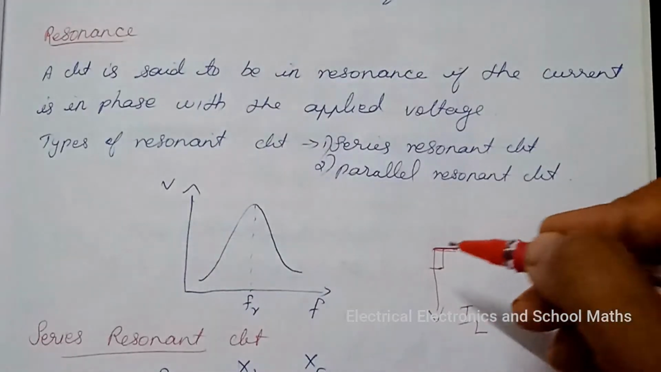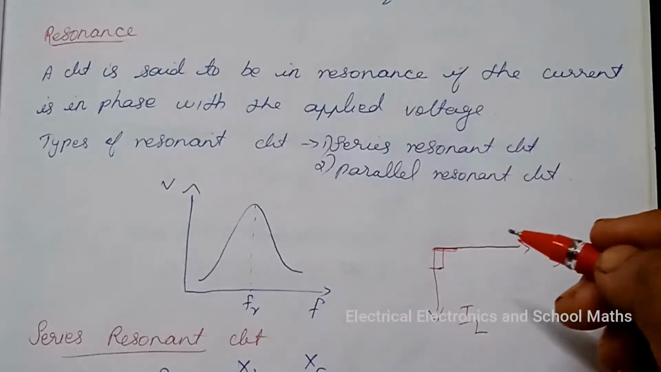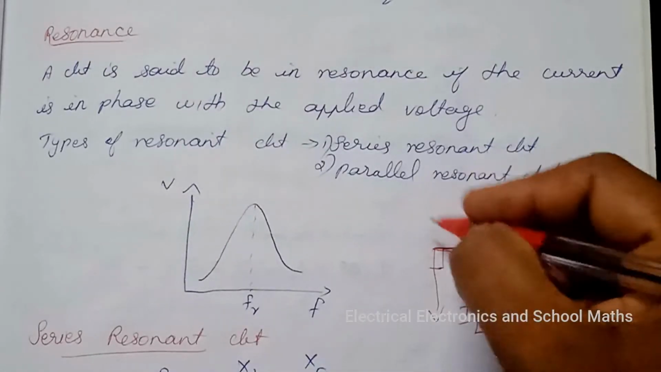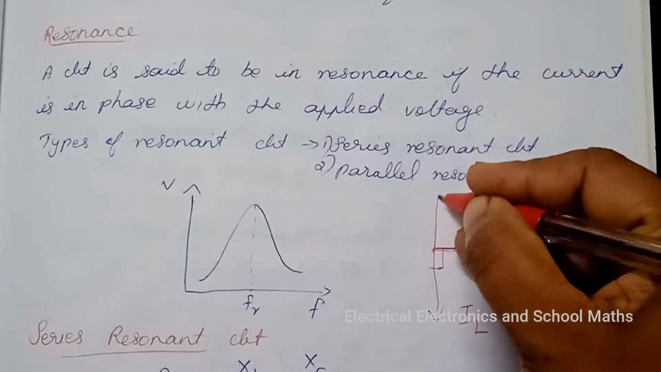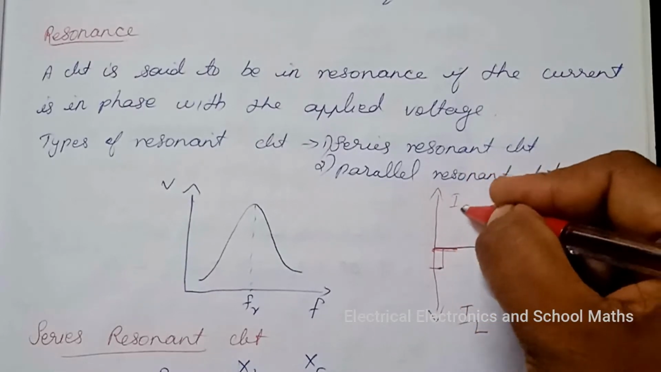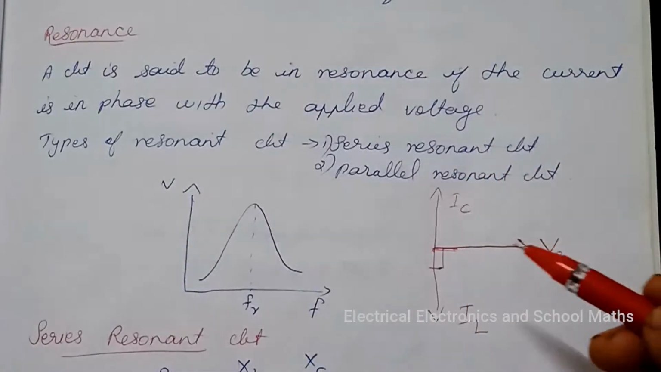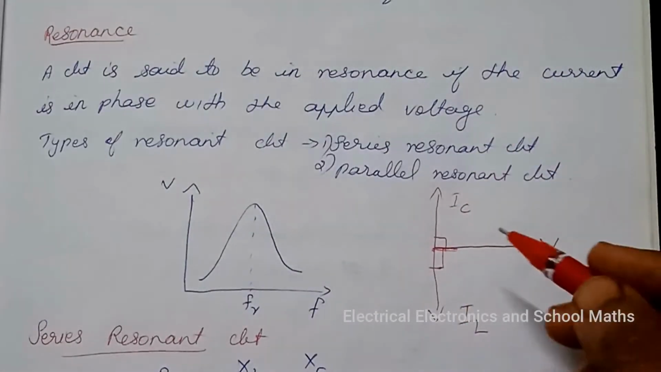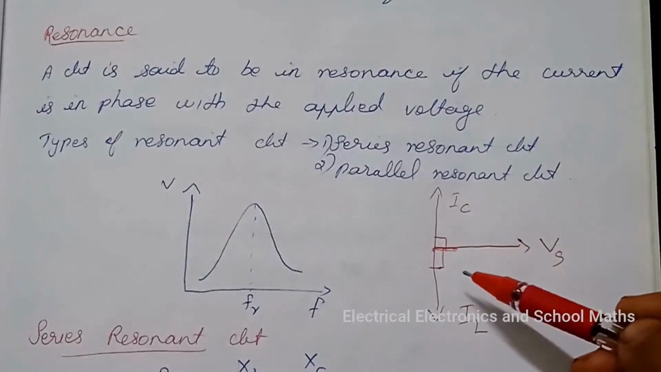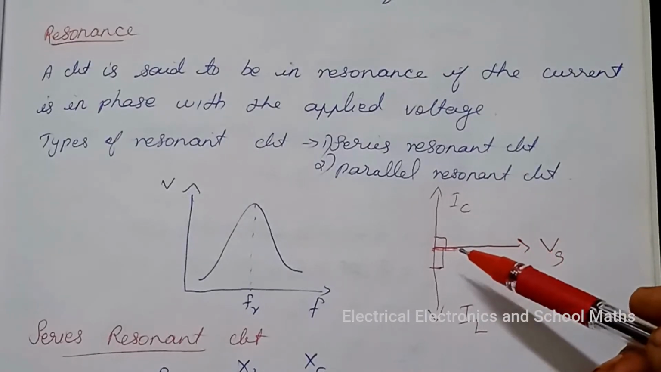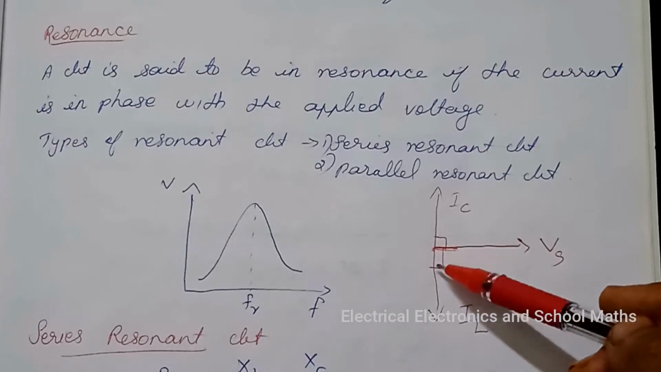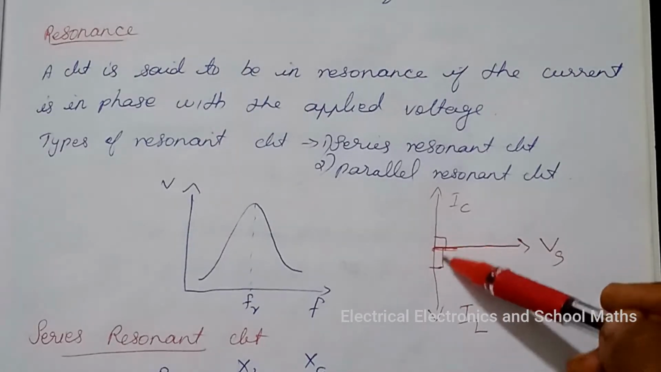But in a circuit containing only capacitance, the voltage lags behind the current by 90 degrees, and we can draw like this. In circuits where coils and capacitors are used together, the phase angle between inductive and capacitive voltage is 180 degrees.